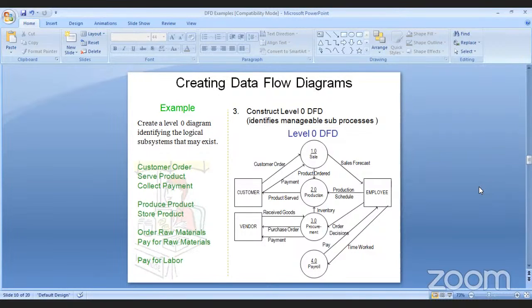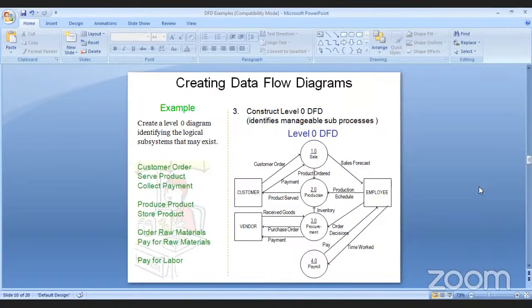See, each circle is a process. Sales is a process. Production is a process. Procurement is a process. Payroll is a process. That is represented by a circle. But a square box is an agent, a stakeholder, a customer, an employee. So you see that further expansion is done to give clarity.